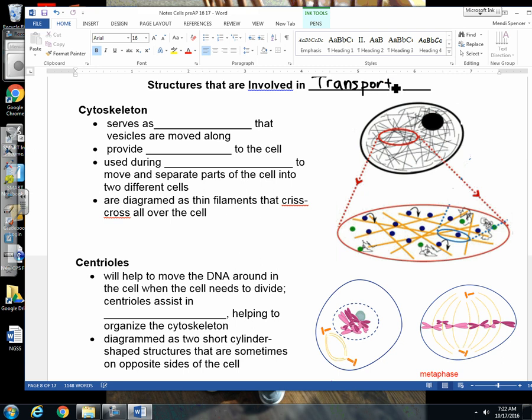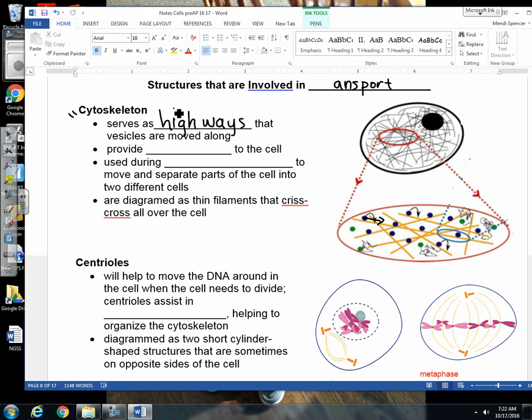When I'm talking about transport, I'm going to talk about transporting things in the cell, and we're also going to take a look at how individual cells are able to be transported from one part of the body to another part of the body using these cellular structures we're going to discuss. So the first cell part we're going to talk about is the cytoskeleton. The cytoskeleton serves as highways that vesicles are moved along.